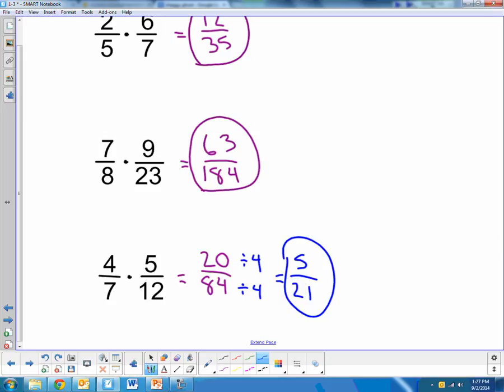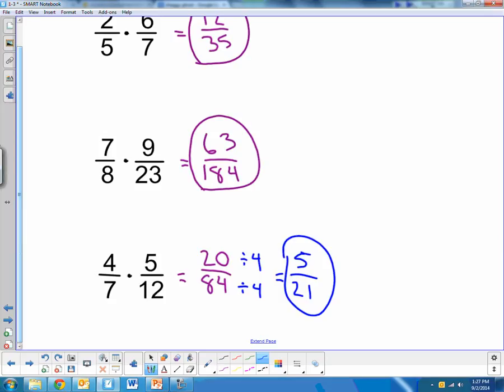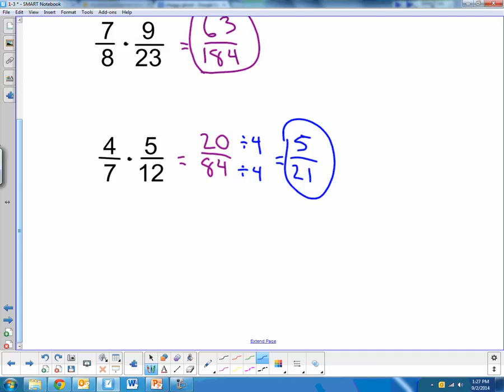There is another way to do this. There is another way to multiply these numbers together and reduce. You'll notice that I multiplied first, then I reduced. You can flip the order. Another way to do it, I'm going to rewrite the numbers down here. So we have 4/7 times 5/12. You can do what's called cross-simplifying.